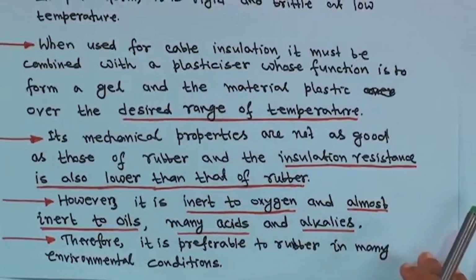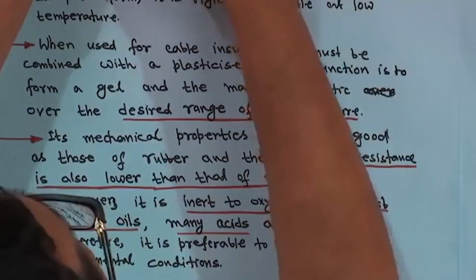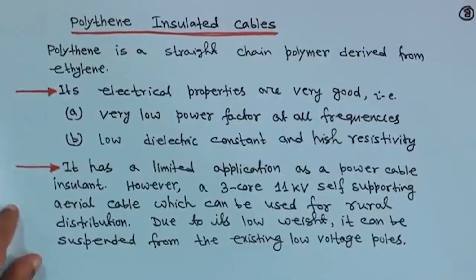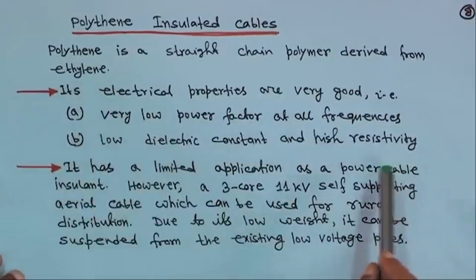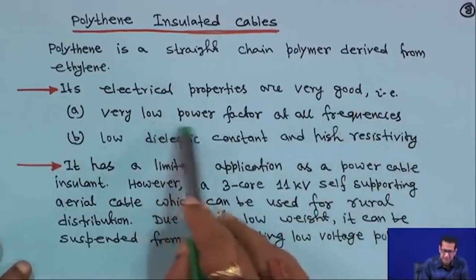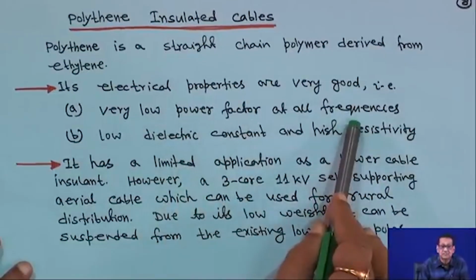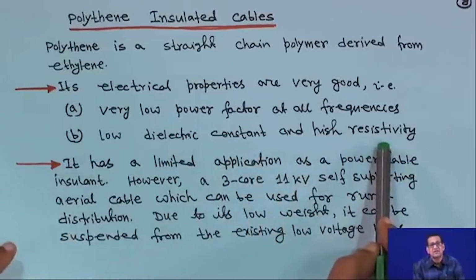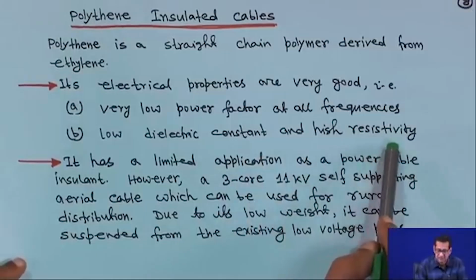So, you have to consider in which environment you are using the cables, and accordingly you have to choose. The next one is the polythene insulated cables. Polythene is a straight chain polymer derived from ethylene. Its electrical properties are very good: very low power factor at all frequencies, low dielectric constant and high resistivity. This is polythene insulated cable.